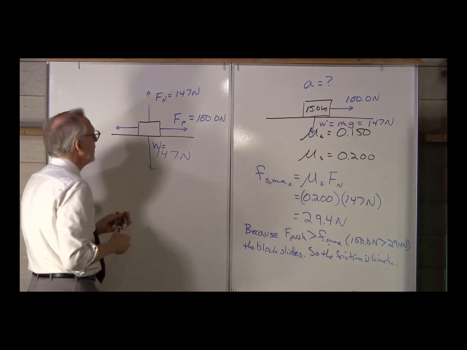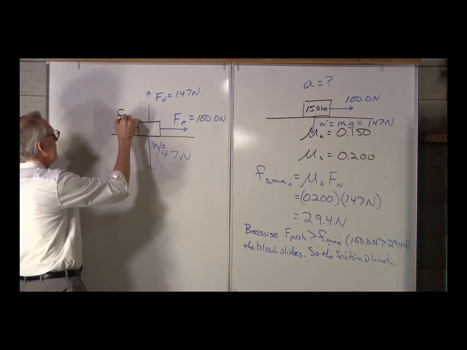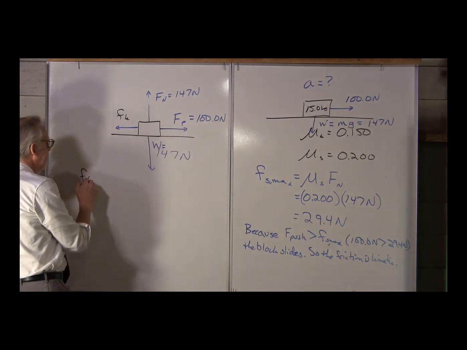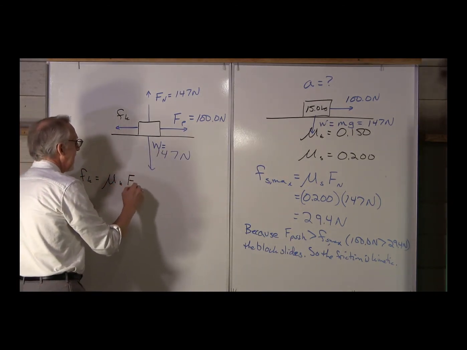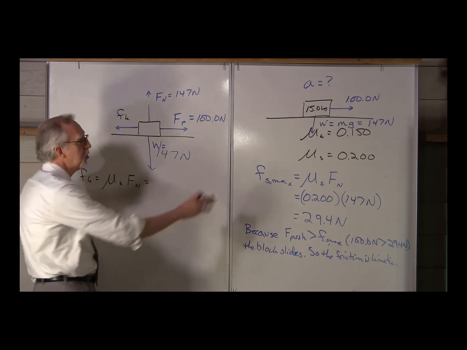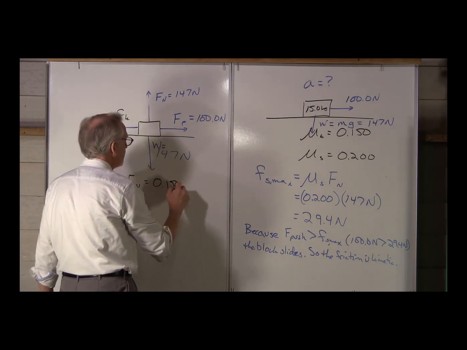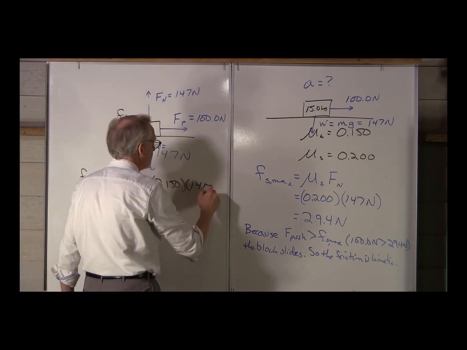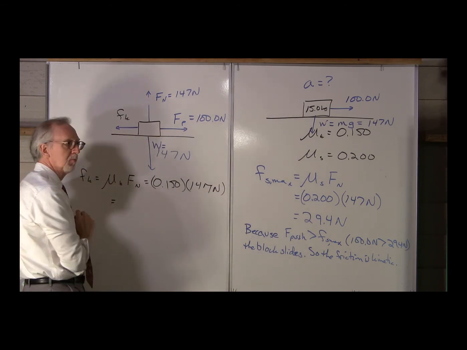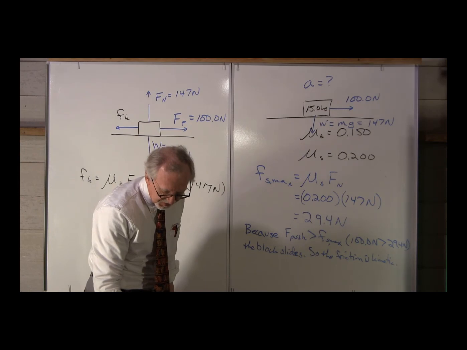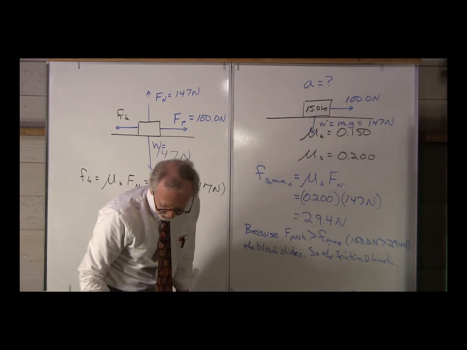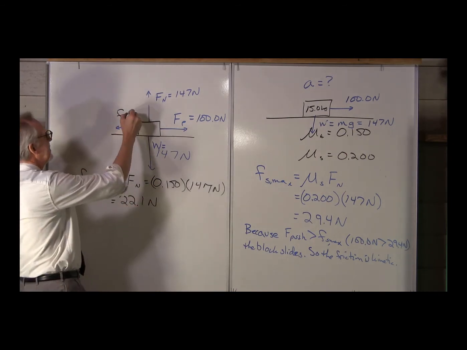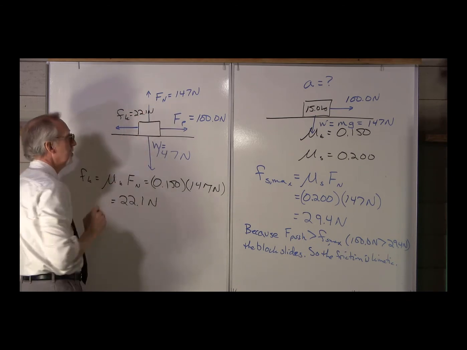So over here, we need to put, this is the kinetic frictional force. What is the value of the kinetic frictional force? Well, F sub k is mu k times the normal force. Mu k is 0.150, excuse me, and the normal force is again 147 newtons. We multiply that out and we get that F sub k is 22.1 newtons. So this is 22.1 newtons.